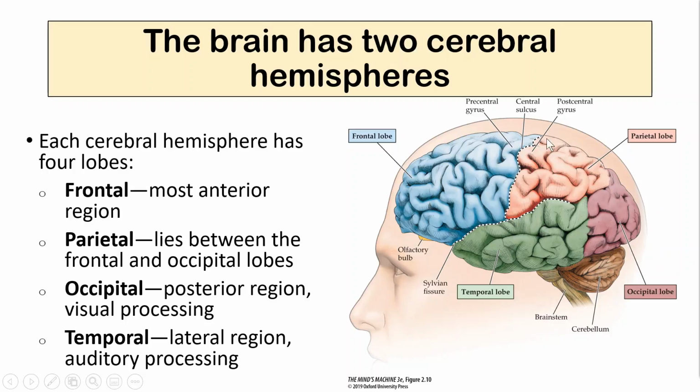Parietal lobe is sensory, somatosensory cortex, and the frontal lobe contains the primary motor cortex.